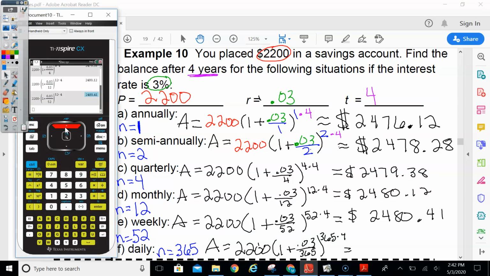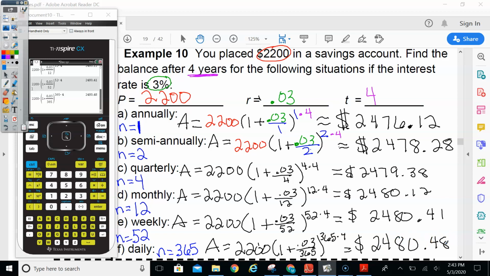And then finally, we have daily. So the 52 becomes 365. And I mean 366, if you do the leap year, it's not going to change it very much. So 365. So here, $2,480.48. So in the end, it's only 7 cents difference.